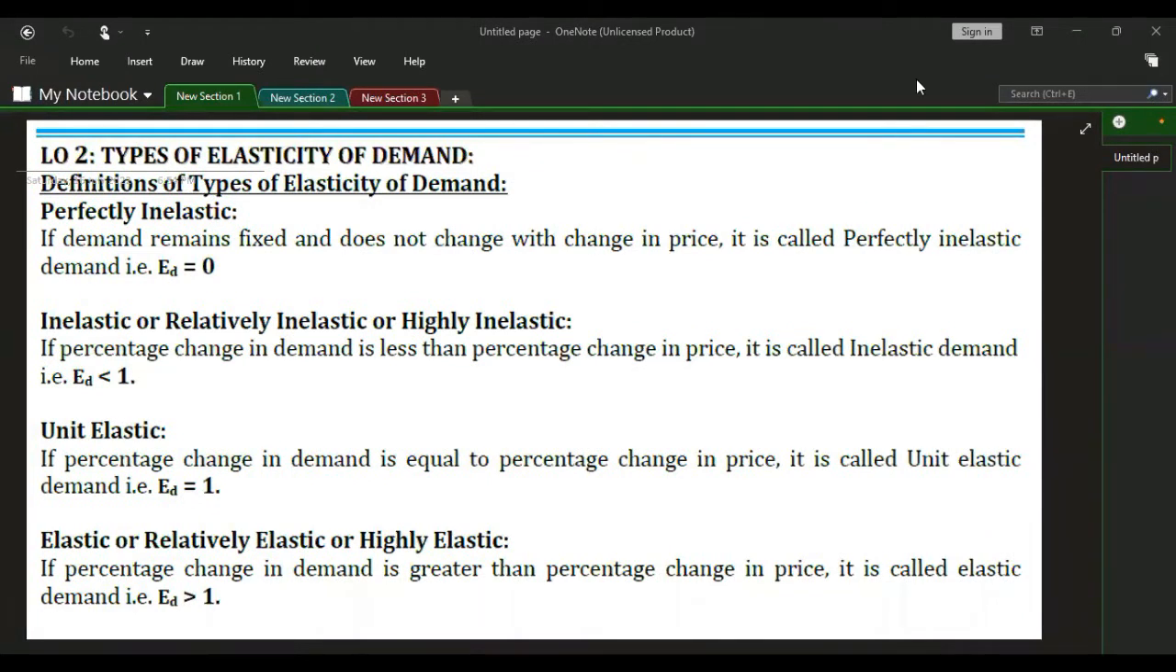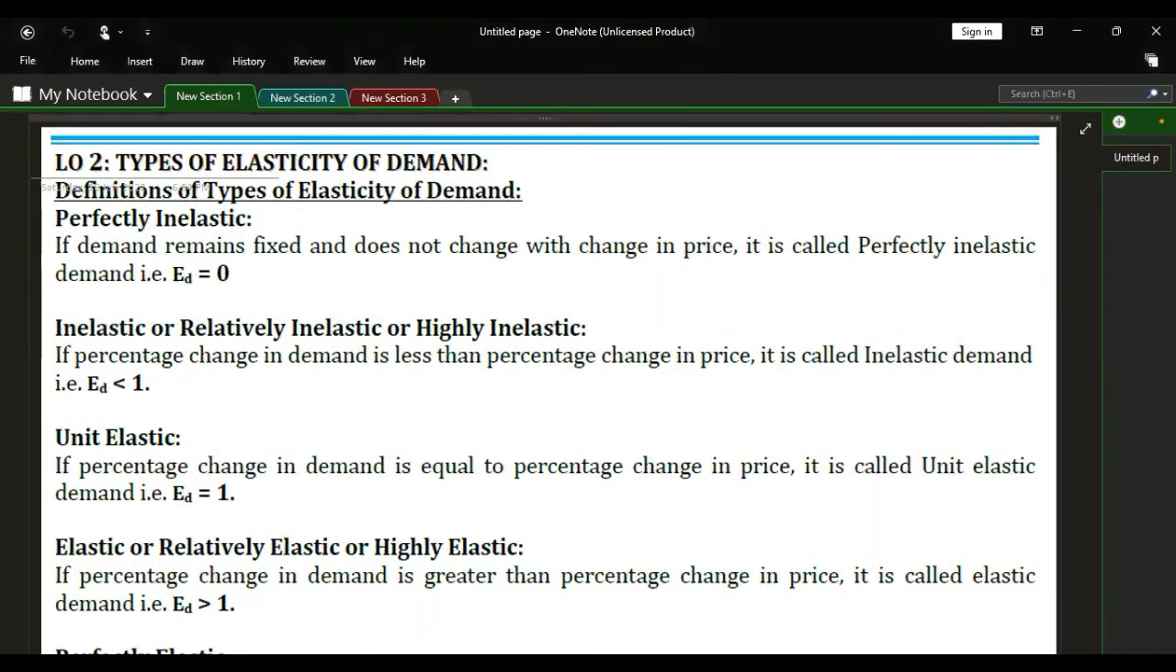Jawad Ahmad. Today we are present in our next economics class of chapter number 3, learning objective number 2, that is types of elasticity of demand.